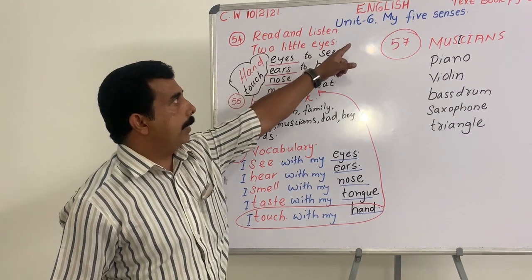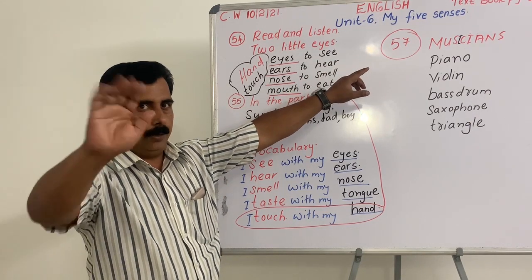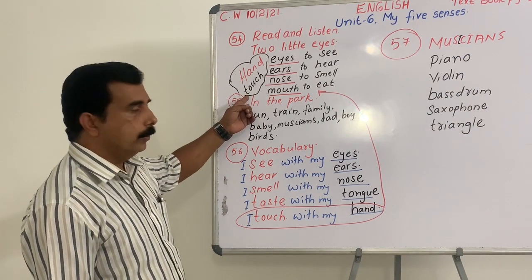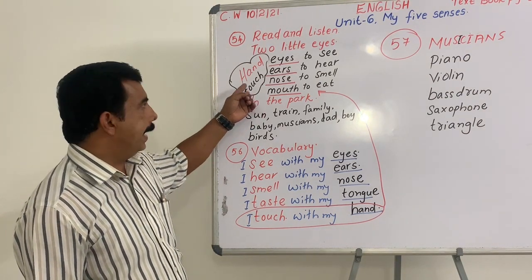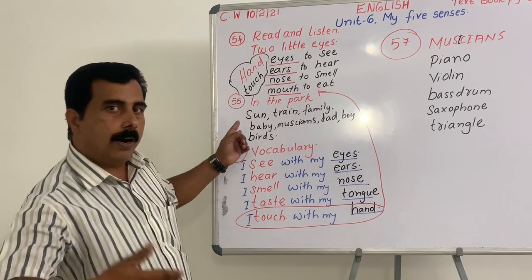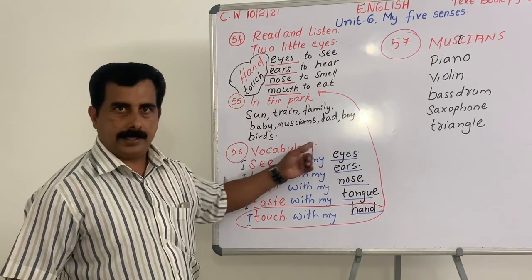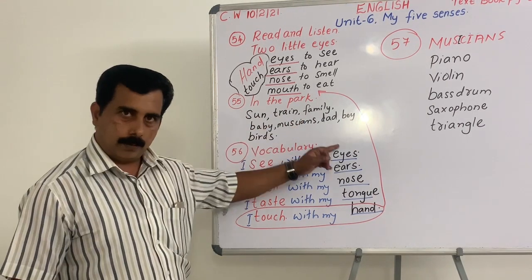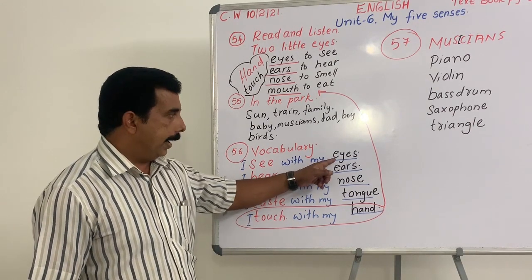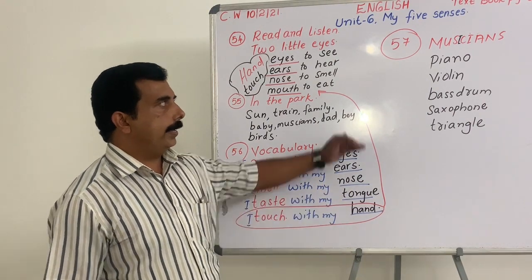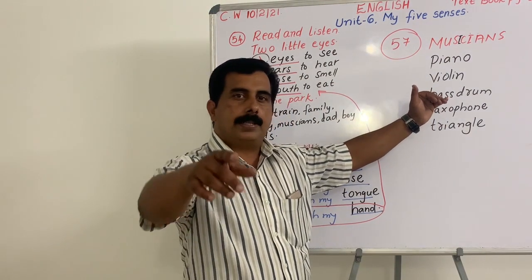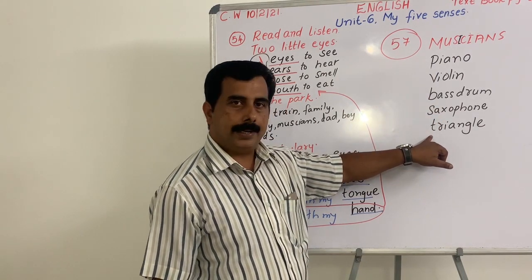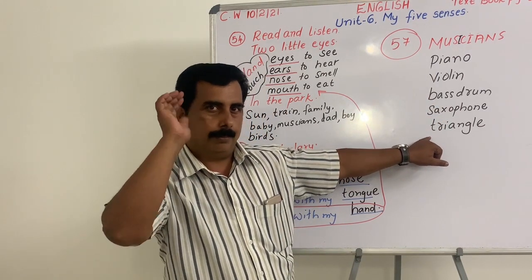Hope that you all enjoyed this beautiful lesson very well. We studied many things about our five senses. First, you read only four senses. Then you found one more sense. Okay, hand touch. Then in the park, we all went to a park and you met different persons there, different things there, different sounds you listened. Next, certain vocabulary words you studied. Okay, eyes, ears, nose, tongue, hand. And about the musicians, what musical instruments are they playing? You know the names: piano, violin, bass drum, saxophone, and triangle. Okay, finally, we heard the beautiful song.